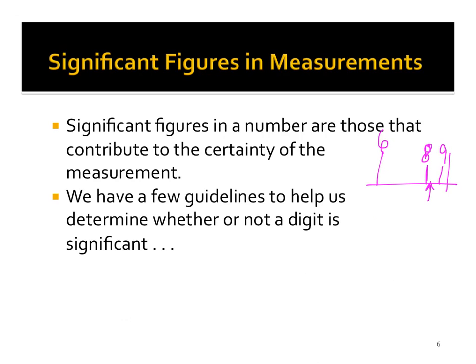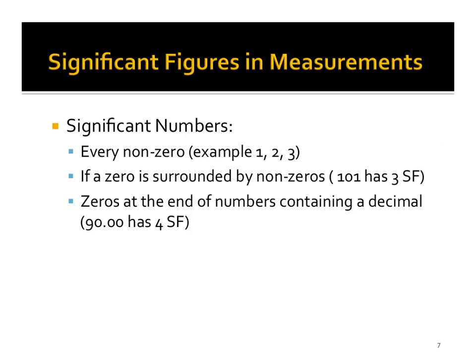So we have a few guidelines that we use in chemistry and really in all science and math classes when you get to higher levels that tell us these are the significant figures. All right, so let's go through the rules of significant figures. So every non-zero is significant: 1, 2, 3, 4, 5, 6, 7, 8, 9.